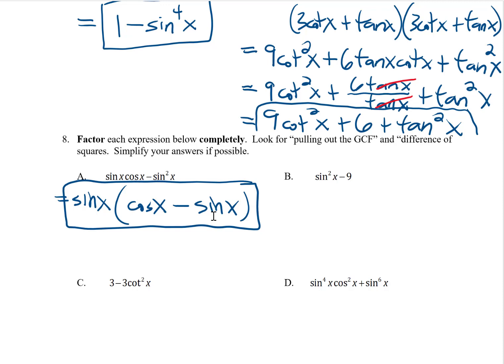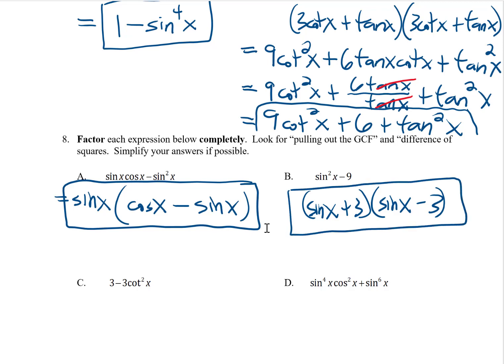Letter B, there is no GCF. However, this does fit the difference of squares pattern. Those are both perfect squares, and I see a minus sign in the middle. So it's going to fit that A plus B, A minus B pattern. A would be sine x, and B would be 3. Again, these are very easy to check. If you just multiply that back out, you will get sine squared x minus 9.